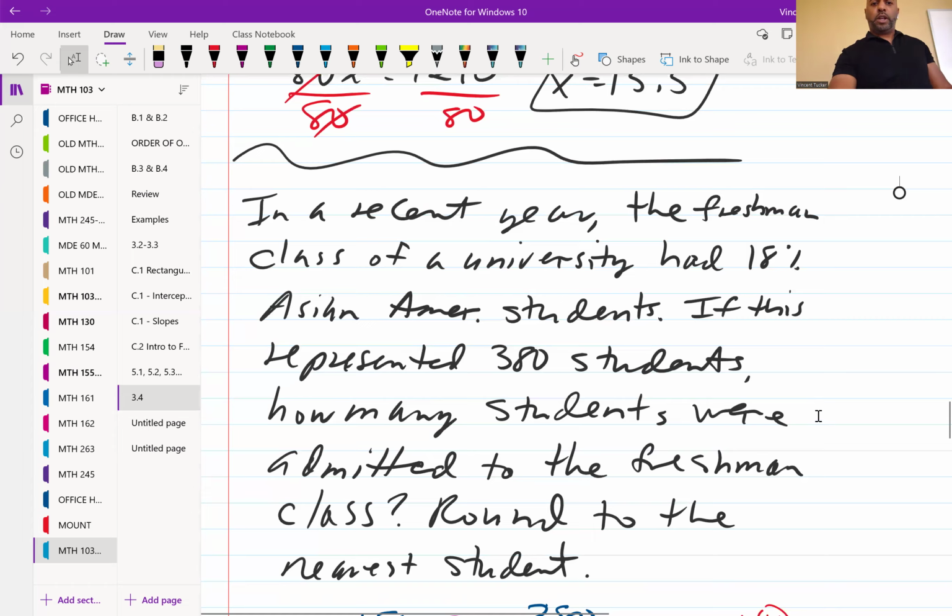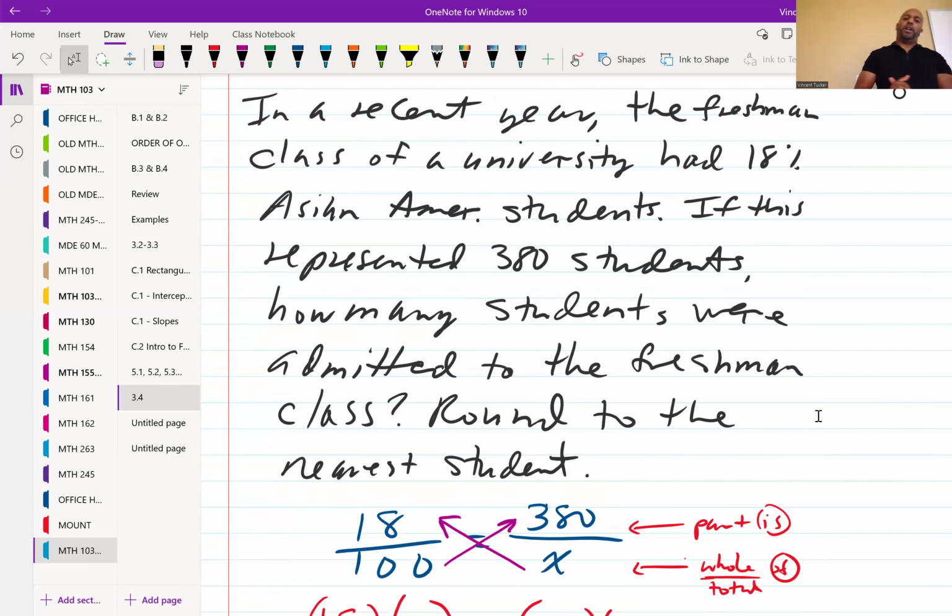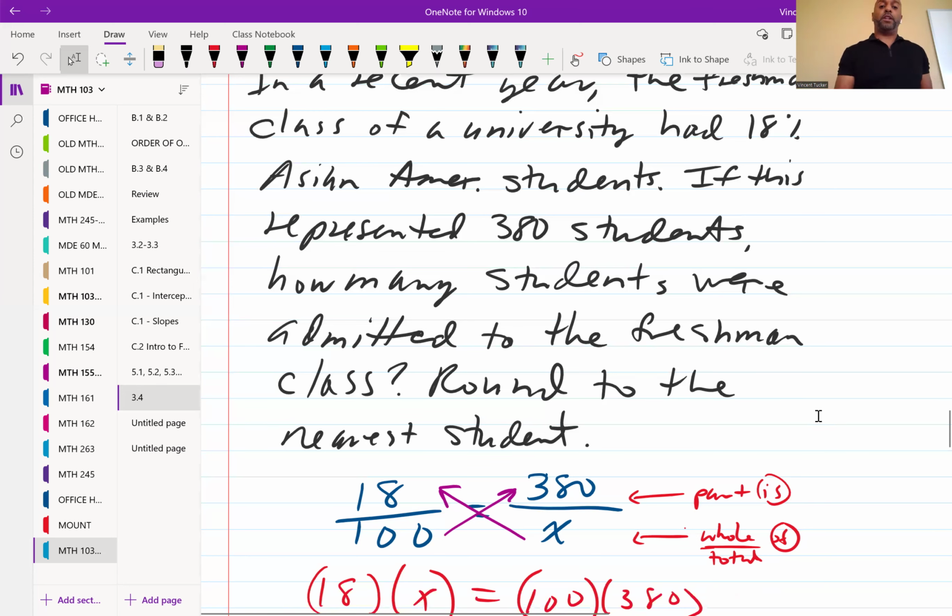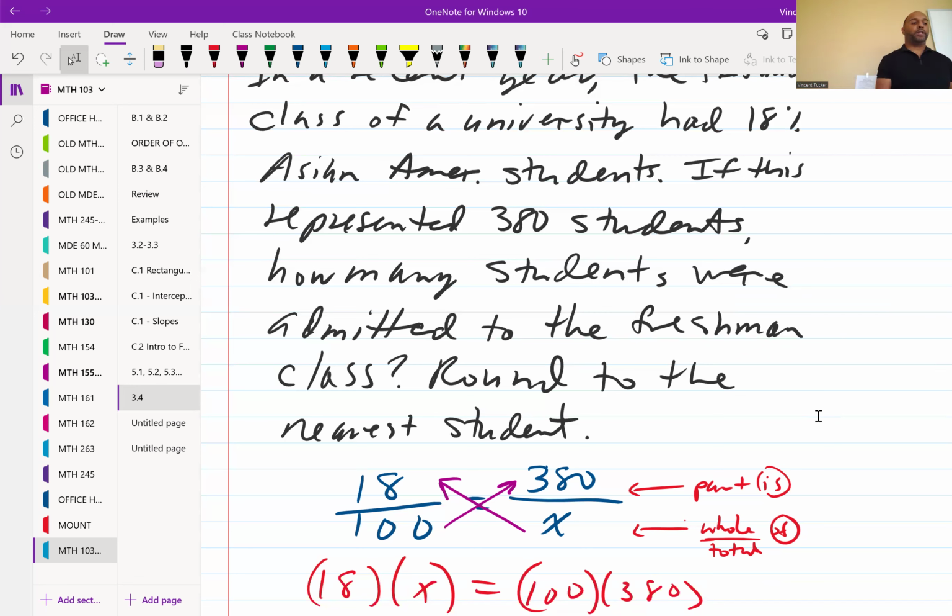All right, let's try it out. So once again, we're trying this proportional setup. 18% is just 18 over 100. Now, this one, the is and the of may not be as evident, but what we recognize is that we had a whole student body, and that's what we want to know. A whole freshman class. And we know that 380 was a part of the whole freshman class. So when we look at part versus whole, the 380 is the part, and the whole amount of freshman students that were admitted is what we're trying to figure out. So that's going to be your bottom number. And so that's how we set it up. 18 over 100 is equal to 380 over x.